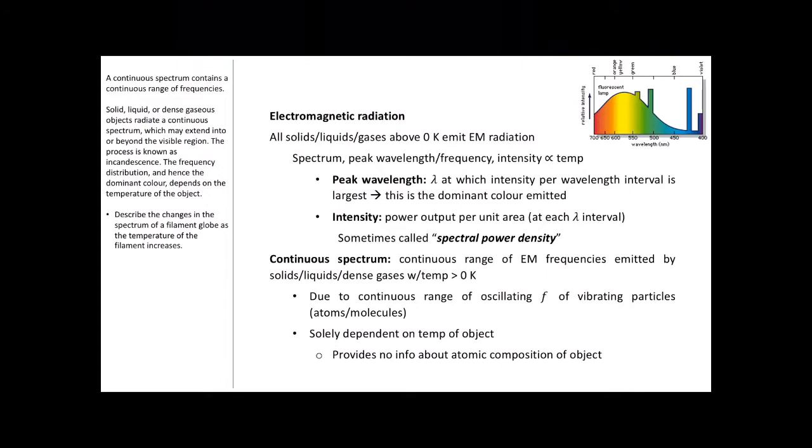So if you've got a peak wavelength at your green wavelengths, then you're going to view the object that's emitting the radiation as a green object, or whatever colour corresponds to the peak wavelength. The intensity is the power output per unit area at each wavelength interval, and this is sometimes called the spectral power density.